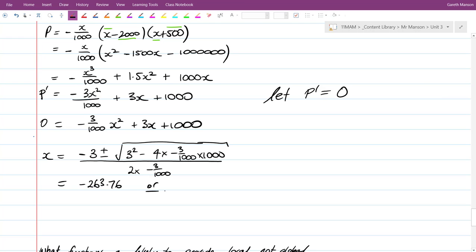negative 263.76. You'd have a solution in your calculator quite quickly with a polynomial solver. Negative 3 minus the square root of 21. Okay, or 1,263.76. So that's my X value that will provide my maximum profit.